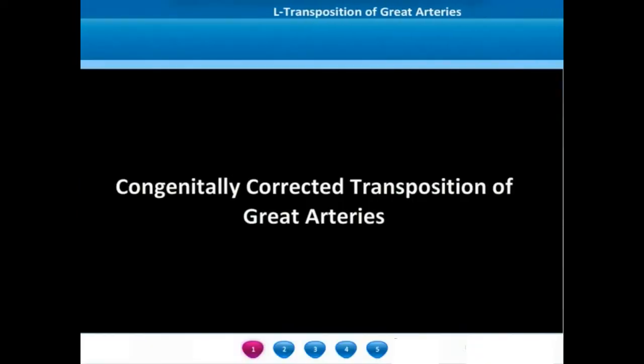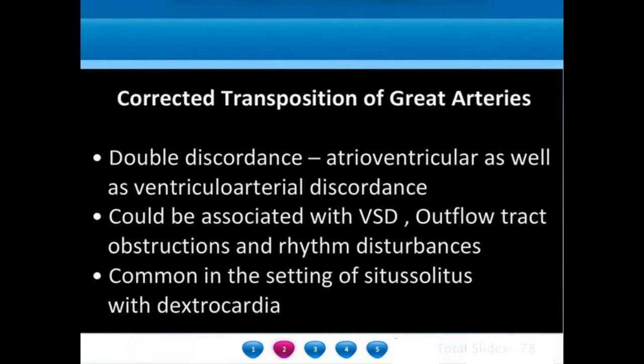In this module of echocardiography in congenital heart diseases, we will discuss all about congenitally corrected transposition of great arteries. This lesion is associated with double discordance, that is atrioventricular as well as ventricular-arterial discordance. Corrected transposition of great arteries could be associated with ventricular septal defects, outflow tract obstructions, and rhythm disturbances. It's more common in the setting of situs solitus with dextrocardia.